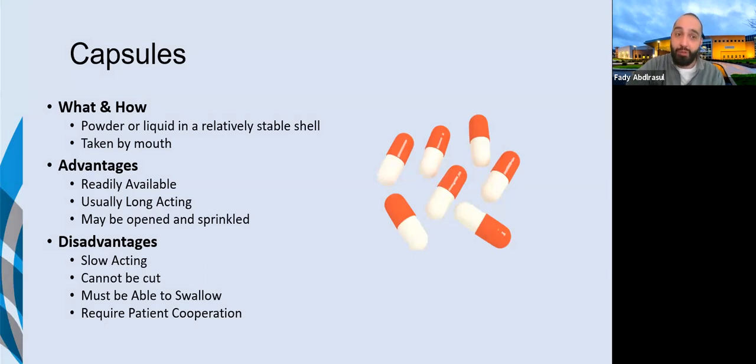Another one here is capsules. The difference here is capsules are the powder or the liquid in a gelatin shell, and it's taken by mouth. So the good things are they're readily available. A lot of medications come in capsule form. Again, usually long acting, kind of like the tablets. And the good thing here is they may be opened or sprinkled. So if you can't swallow the whole tablet, let's say it's a younger patient that can't swallow the whole tablet, you could open it and sprinkle it on some sort of food, and they could take it that way.